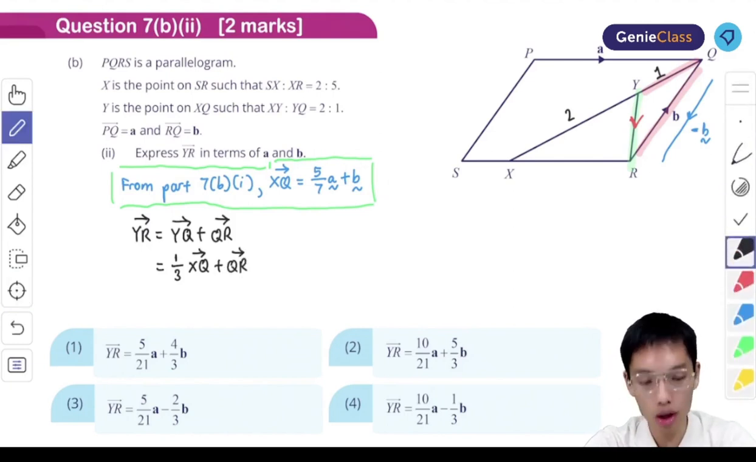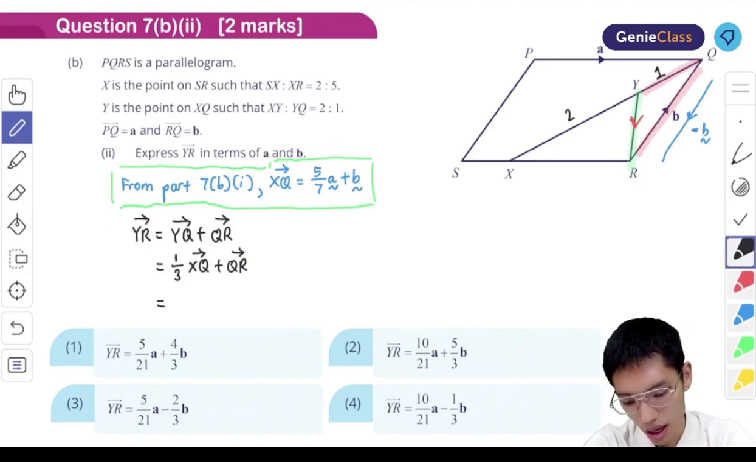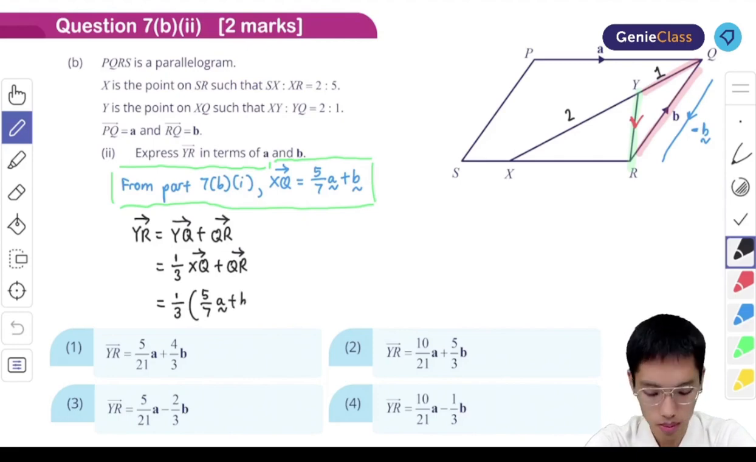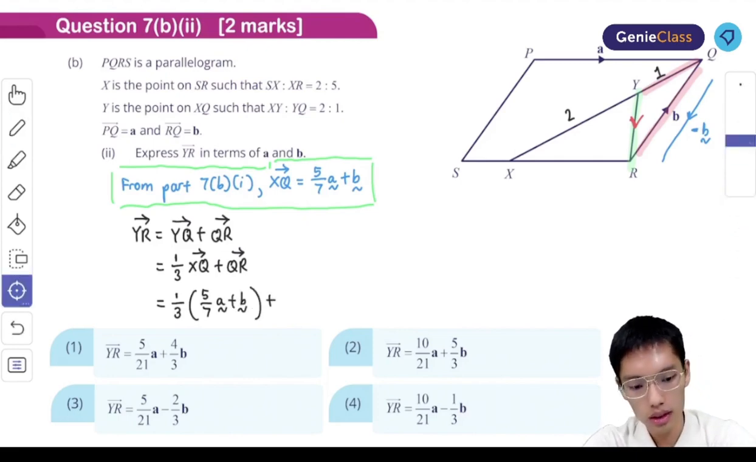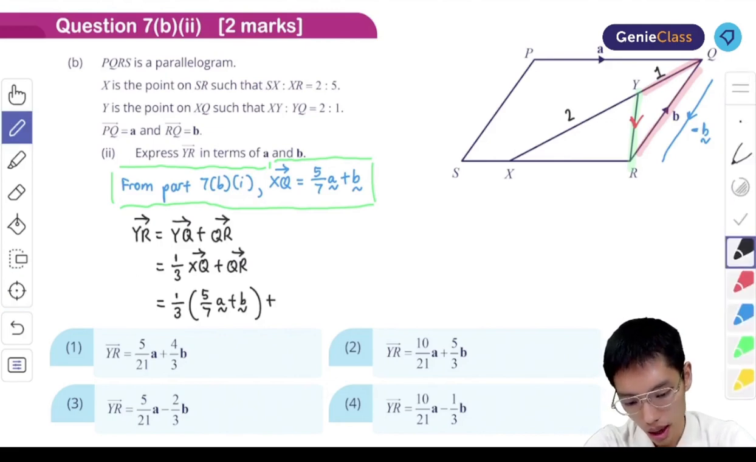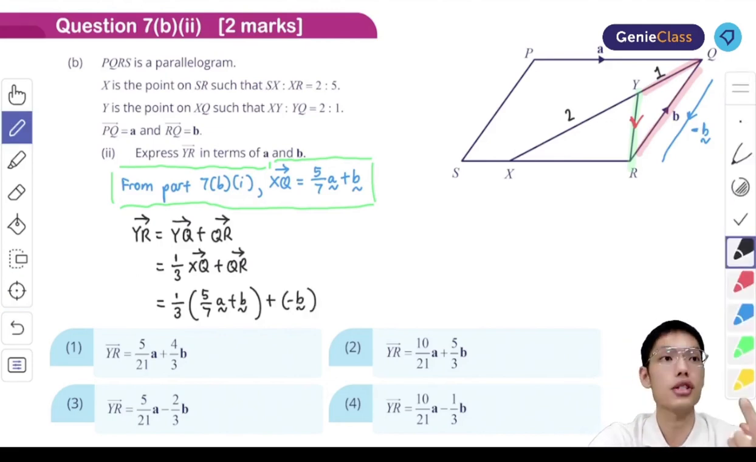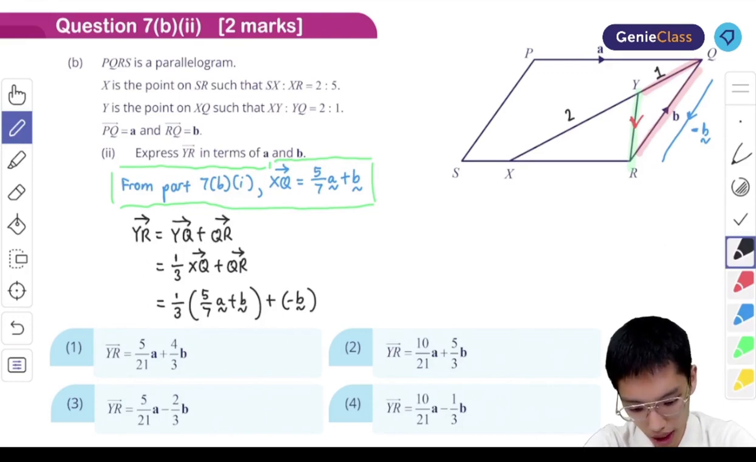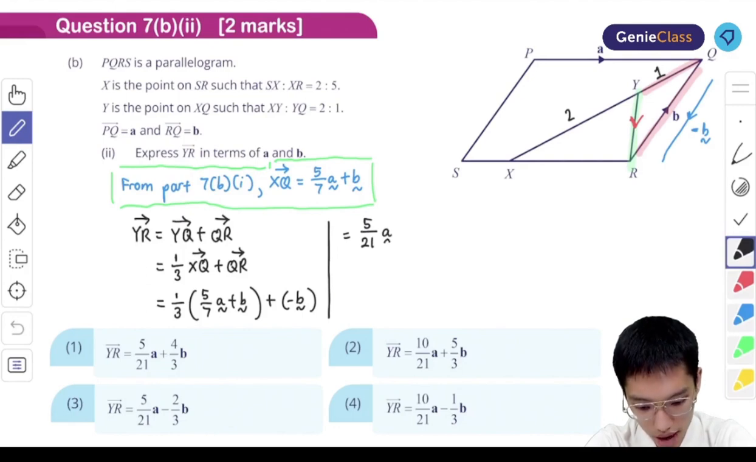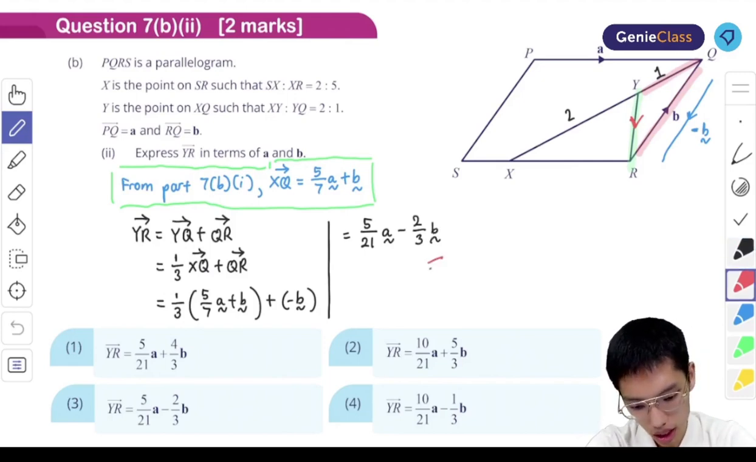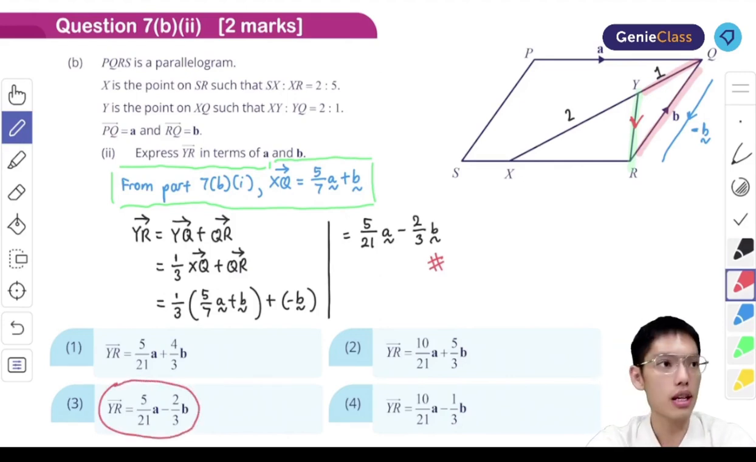Once you have done this, all you need to do is plug it in, but be very careful. First part over here is given already: 5/7a plus b. QR, this side over here, is going to be minus b. Don't write just b. Once we have that, plug in the numbers and solve accordingly. You're going to have 5/21a. 1/3 minus 1 is going to give you minus 2/3. Henceforth my answer over here is number 3. So that's how we get it.